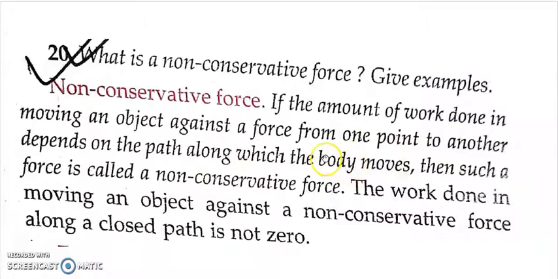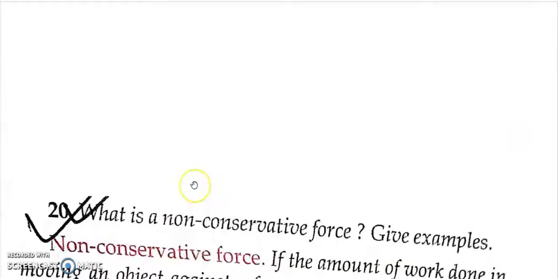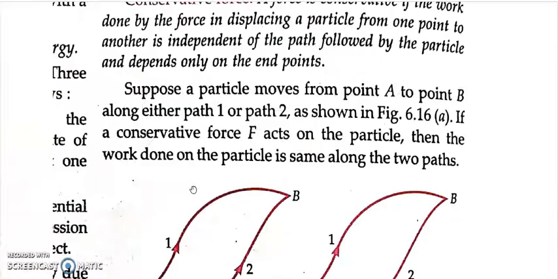A force that depends on the path is called a non-conservative force. This is frictional force. So frictional force is a non-conservative force. Okay. So these are the examples of conservative and non-conservative force.